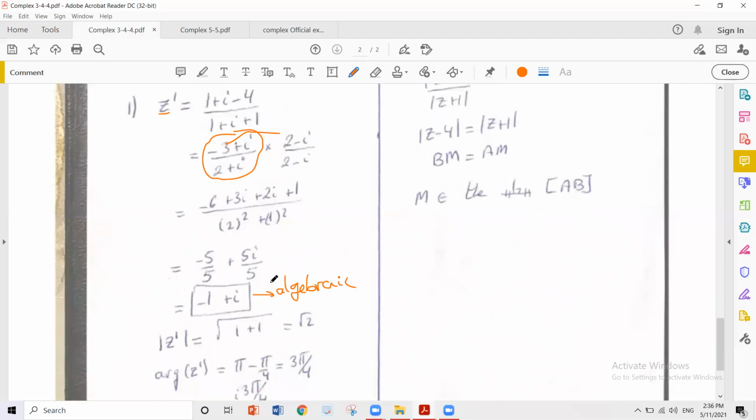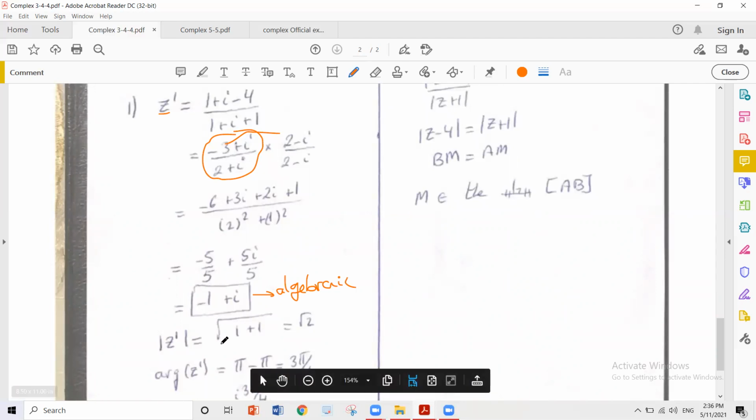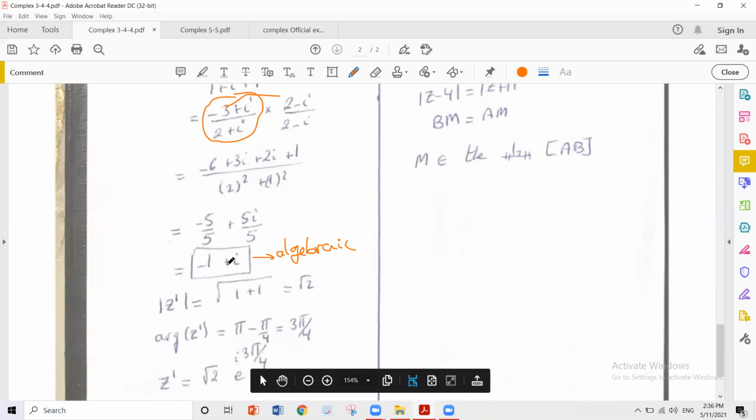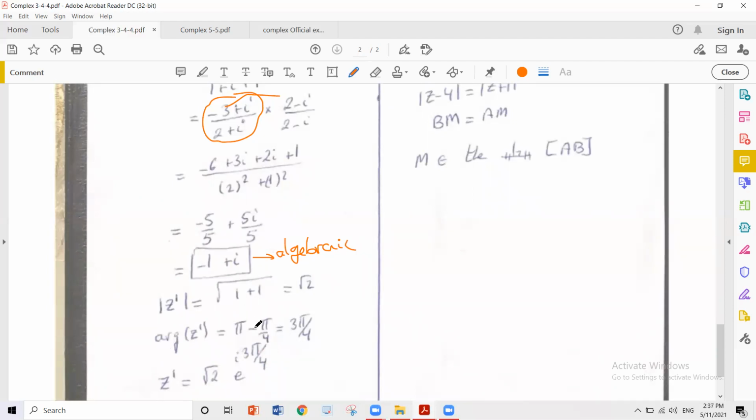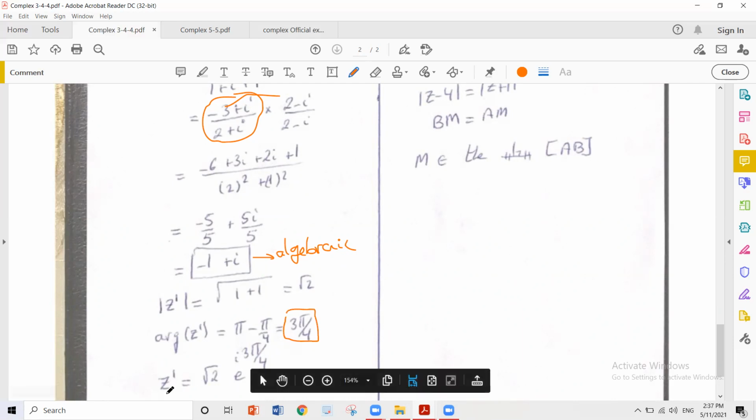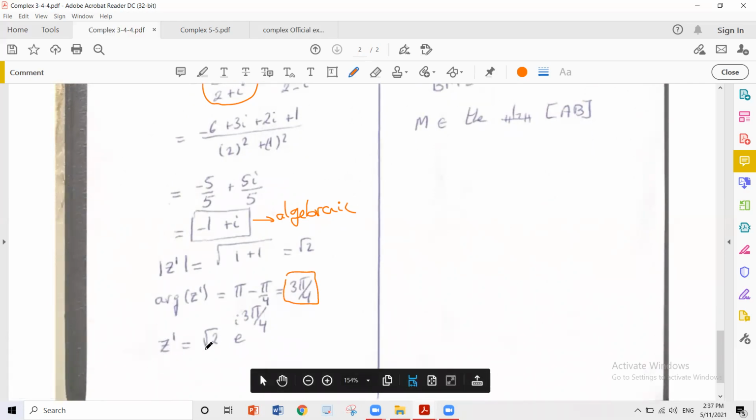Give it in the exponential form. The modulus of z prime here is radical 1 plus 1, equal radical 2. The argument of z prime, by using the calculator, is pi minus pi over 4, equals 3 pi over 4. And the exponential form is r e to the i theta: radical 2 e to the i 3 pi over 4.